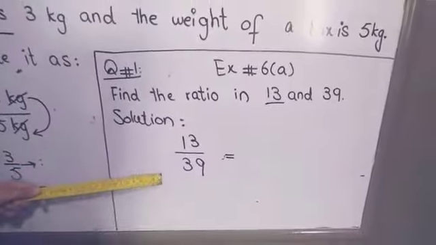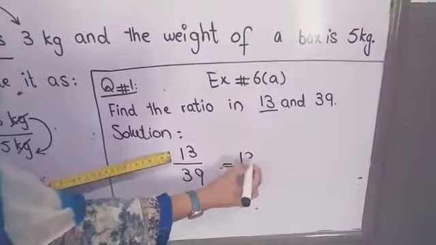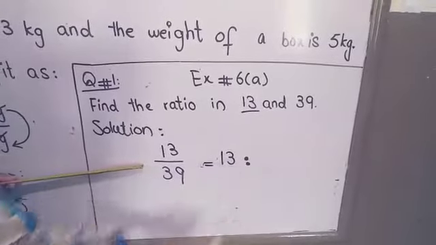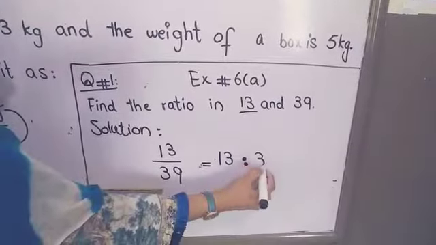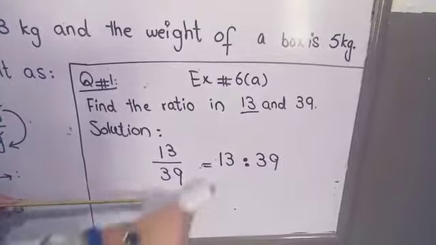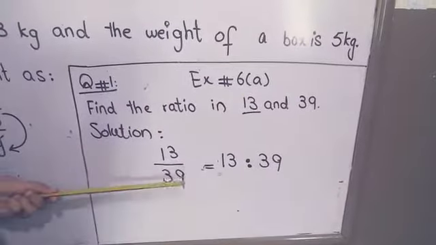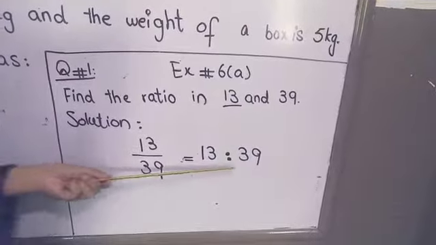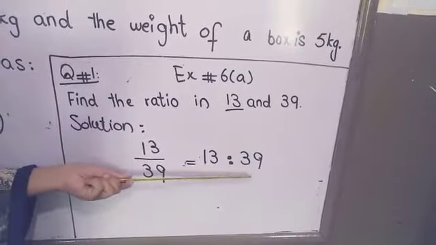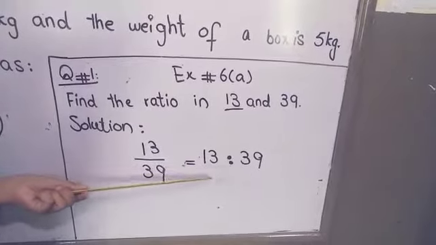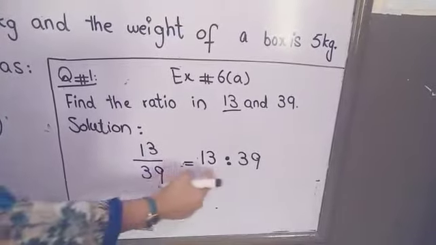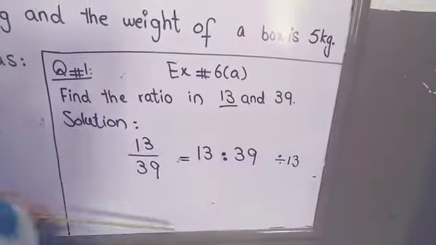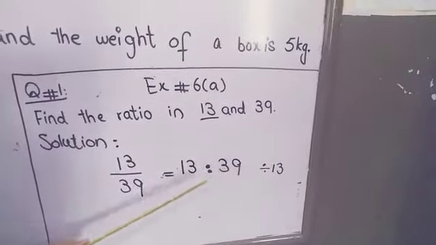This would be equal to like this. 13 was the first quantity and the sign of fraction would be changed into ratio, and it is the second quantity which is called the consequent. It would be written like this. You must remember that 13 and 39, these have a common factor 13, so we can convert it into simplest form. These two numbers can be divided by 13, means 13 is the HCF of 13 and 39.